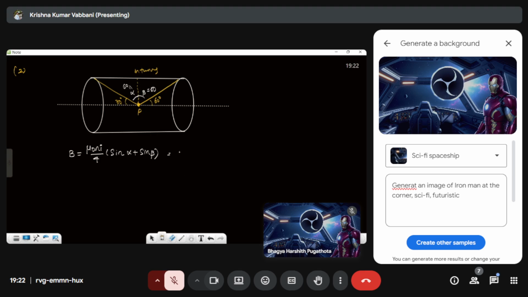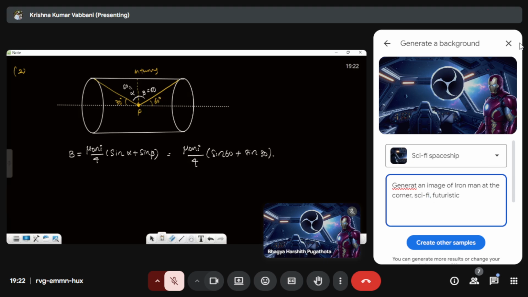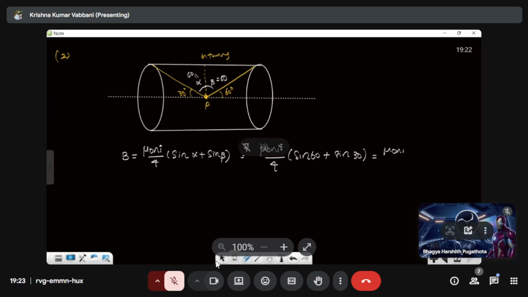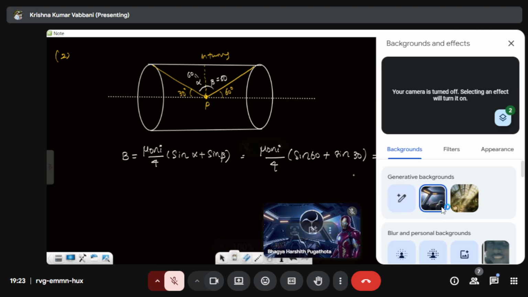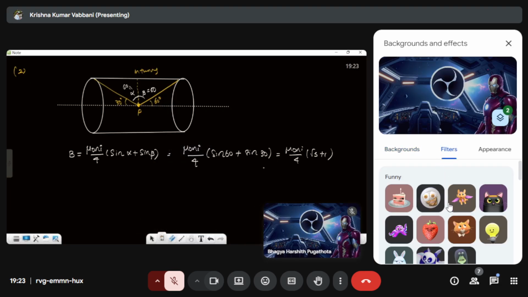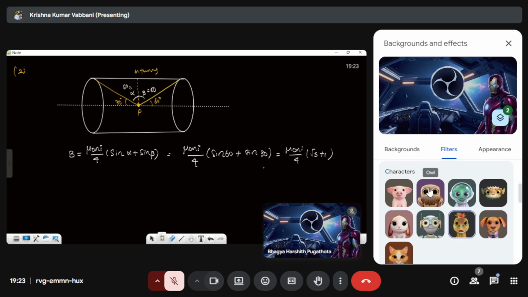Okay, and see, we have to substitute the values: mu naught Ni by 4 into sine 60 plus sine 30. So if you substitute, you will get the answer mu naught Ni by 4 into root 3 plus 1. And someone told there is a pi, no, there is no pi, so there is only 4. In solenoid, this derivation will come only as 4.